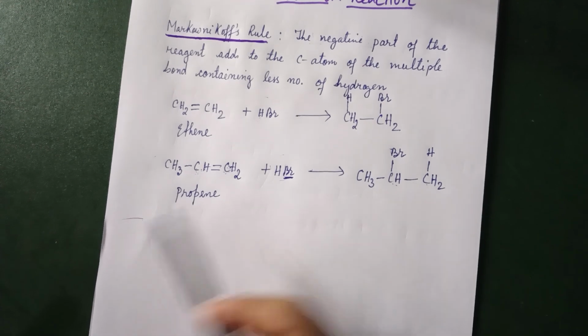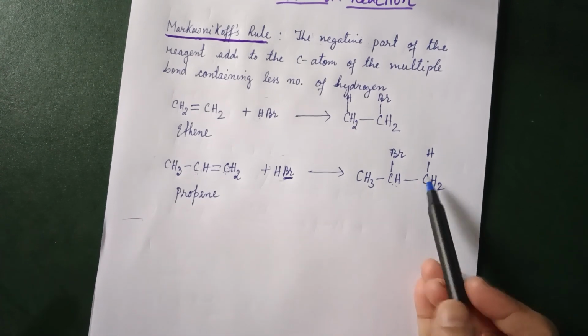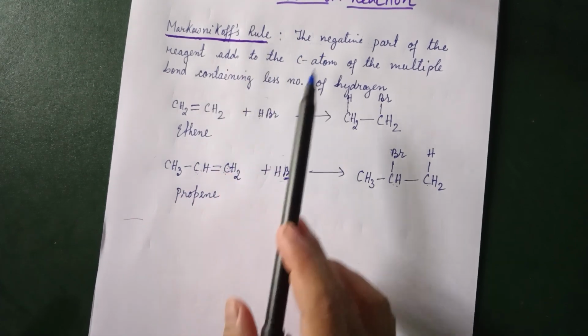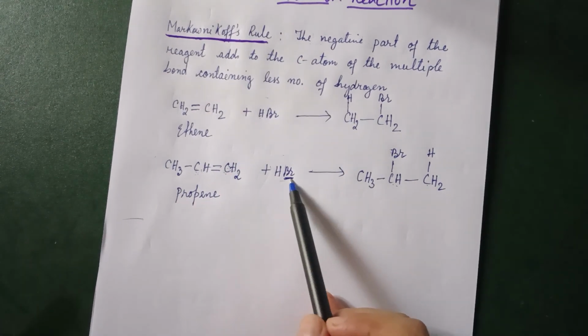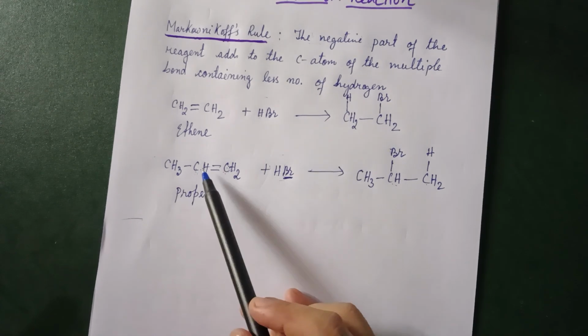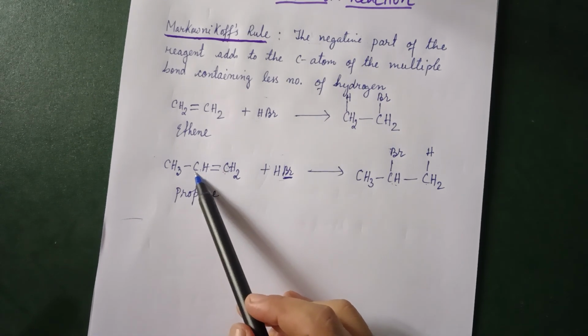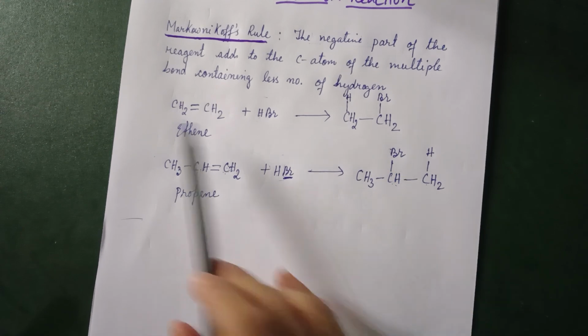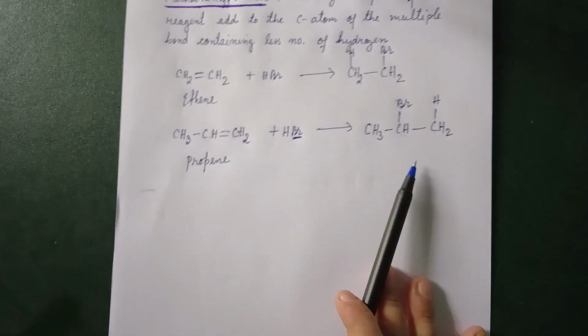In addition reactions, the multiple bond changes into a single bond, and in the case of an unsymmetrical alkene, we have to follow Markownikoff's rule, which states that the negative part of the reagent will add to the carbon atom of the multiple bond or double bond which contains less number of hydrogens. Compare this and this: this one contains less hydrogen, so Br adds here. So this is according to Markownikoff's rule.